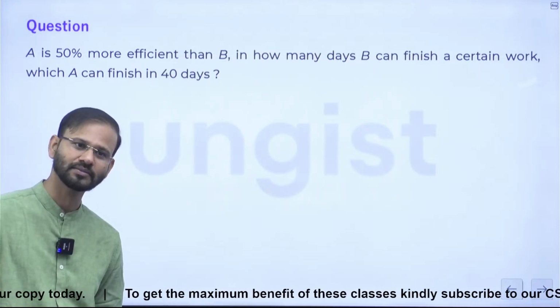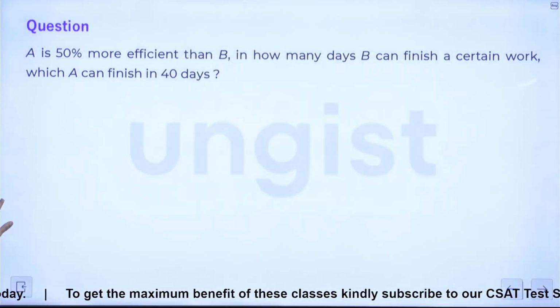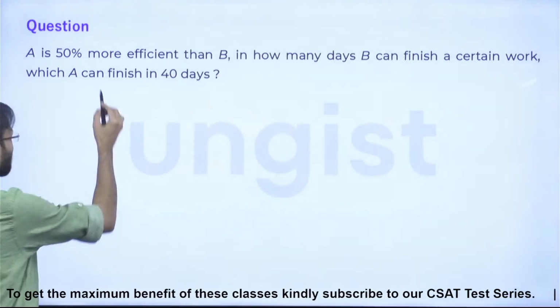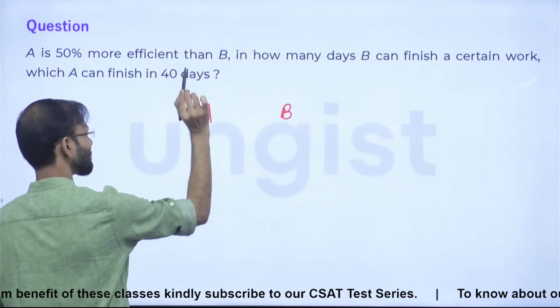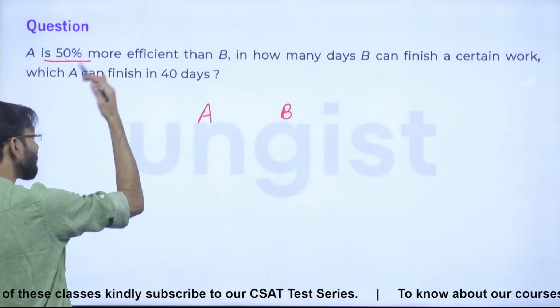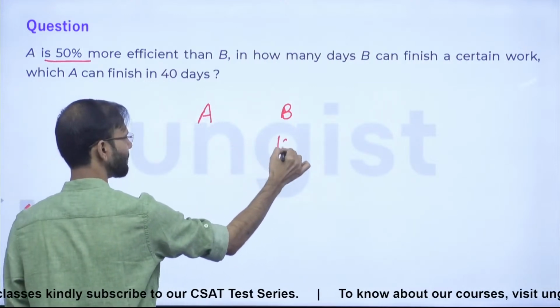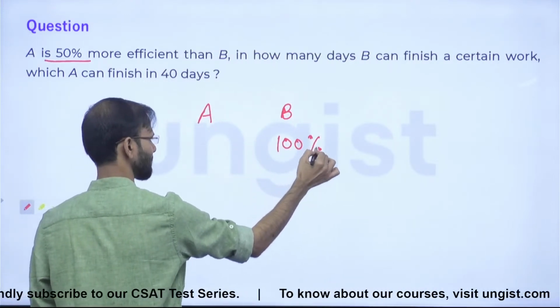Everybody clear? Right? देखिए, A is 50% more efficient than B. Guys, this is the process. So A is 50% more efficient, right? So just assume that the efficiency of B is 100%, correct?